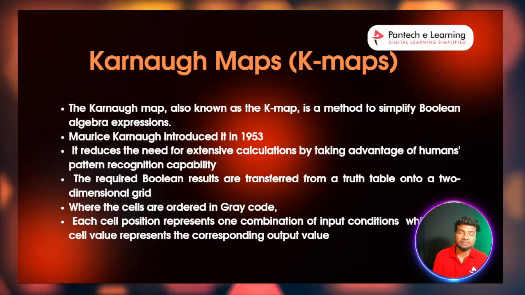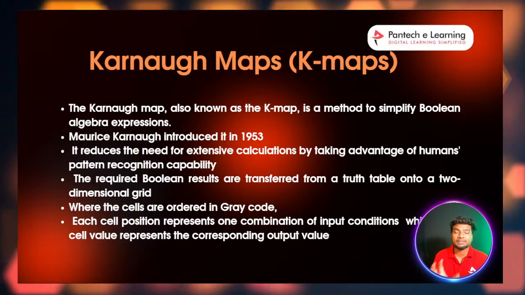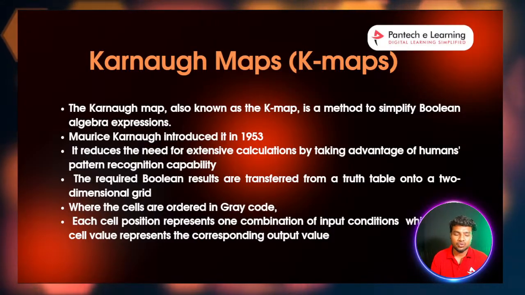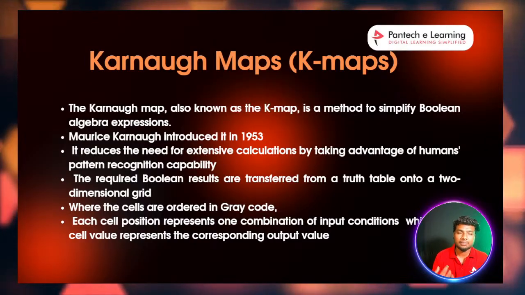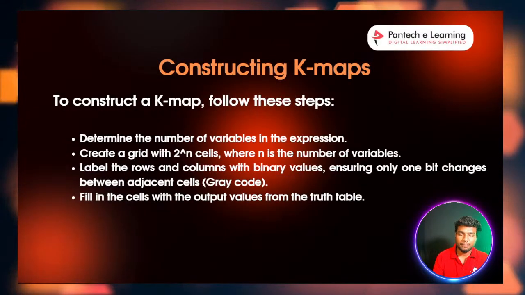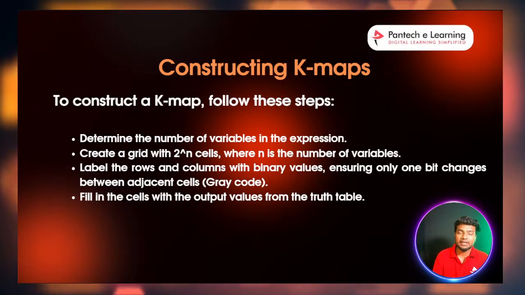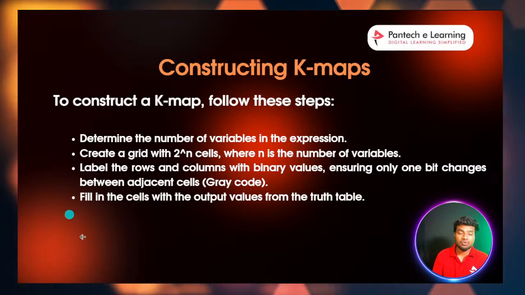So the basic need is we can simplify the expression by using the K-map. I will tell you one by one. It has some methods, canonical forms like sum of products and product of sums. It is based on the min terms. So how can we construct the K-map? We have to follow these steps.